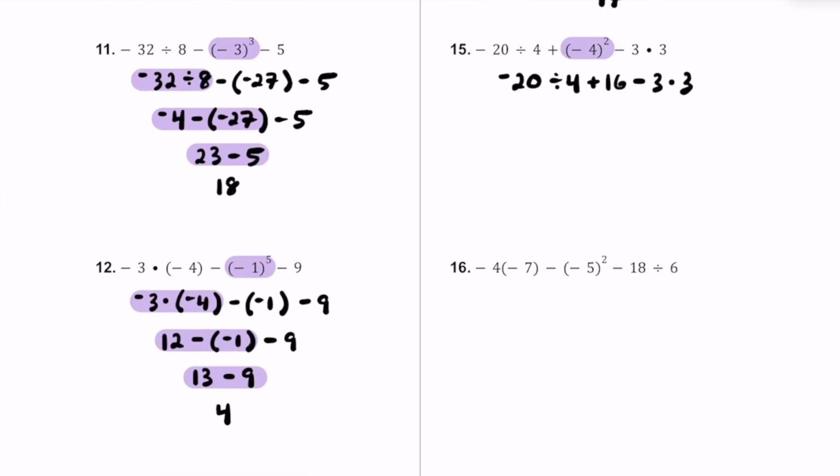All right, looks like we have 1, 2, 3, 4 different operations. The division and multiplication are tied for first place here, so the division comes first in the problem. We're going to do that first. -20 divided by 4 is going to be -5. -5 plus the 16 minus the 3 multiplied by 3.